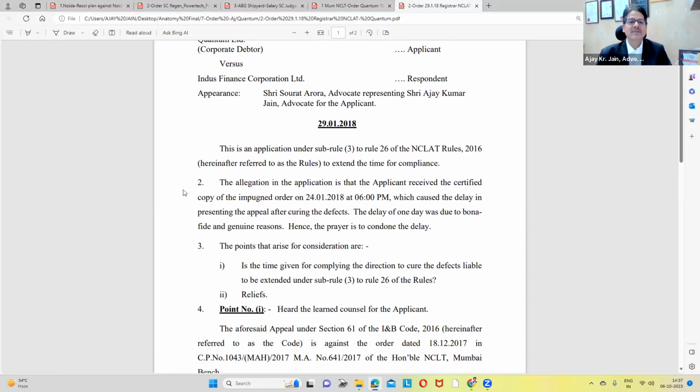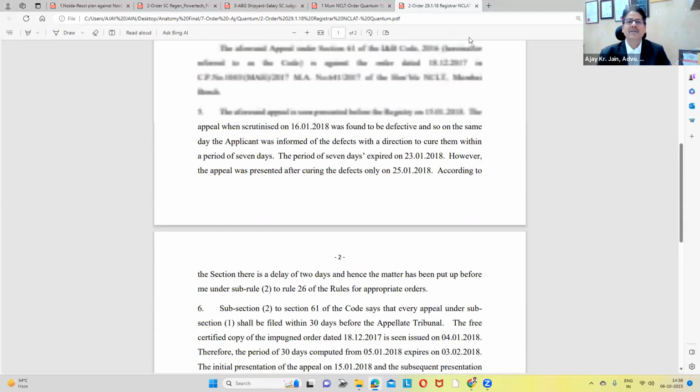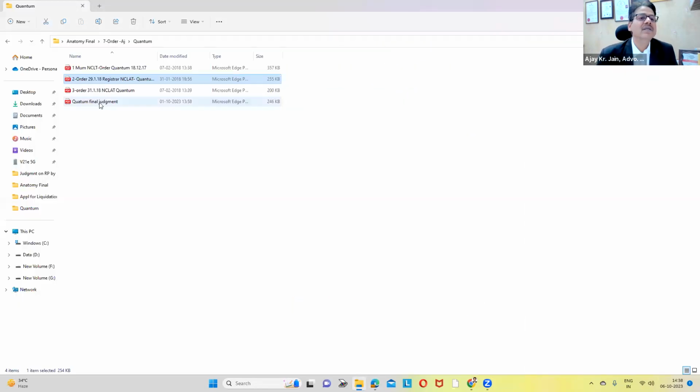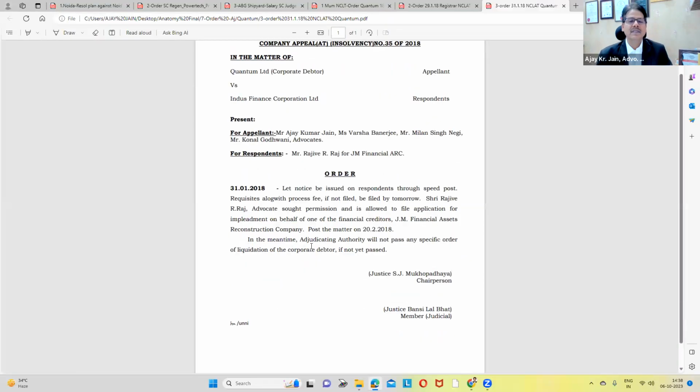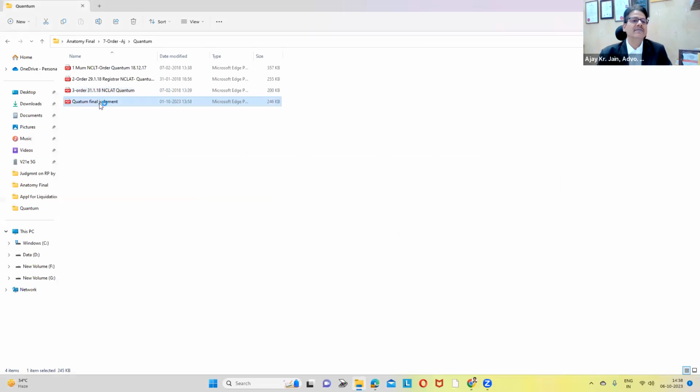This application under sense of the allegation that the application received certified. This is the certified copy of. Just a moment. Next to. Let notice be issued. Just a moment. Now come to final judgment. Sorry.